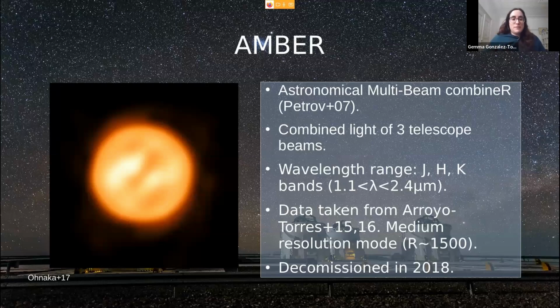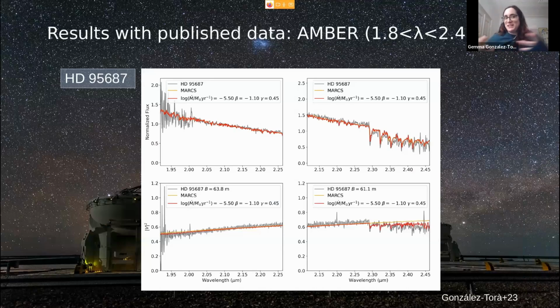Then the first data that we got is from AMBER, which covers the J, H, and K bands, so it's again in the infrared. This was data that was already published by Arroyo Torres. And what happens when we check the data? So here we have one case of a red supergiant. You see the two upper panels are the fluxes, and then the two lower panels are the visibilities.